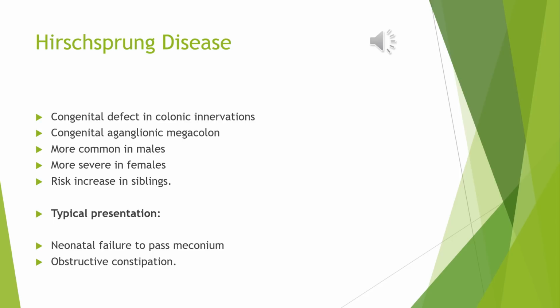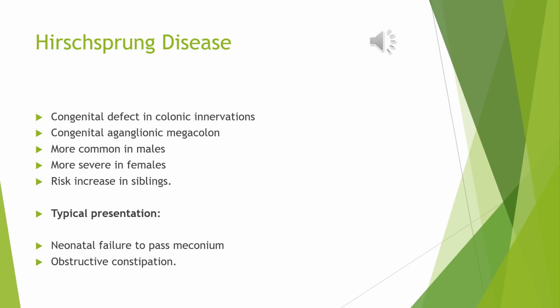The typical presentation for Hirschsprung disease starts in the immediate postnatal period after delivery, and it is characterized by neonatal failure to pass meconium. Meconium is the first stool that is passed after delivery of the fetus, and delay or failure in the passage of the meconium is an early feature that makes you suspect Hirschsprung disease.